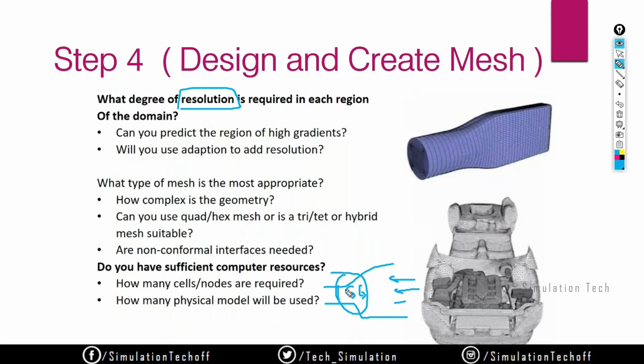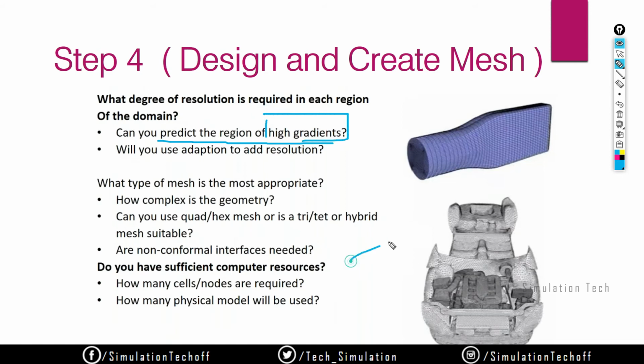So you need to create a proper or fine mesh nearby this region, and you can create a coarser mesh nearby this region. So that is the degree of resolution required for each region of the domain. Can you predict the region of high gradients? That is what this region is, a high gradient region.